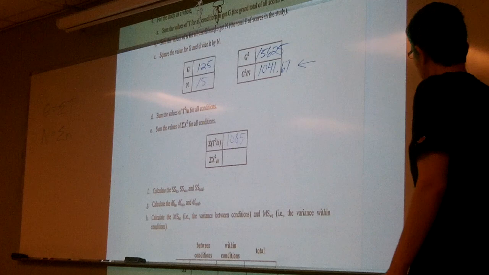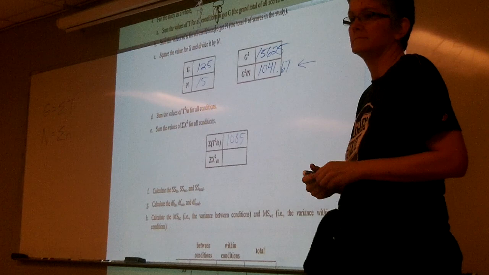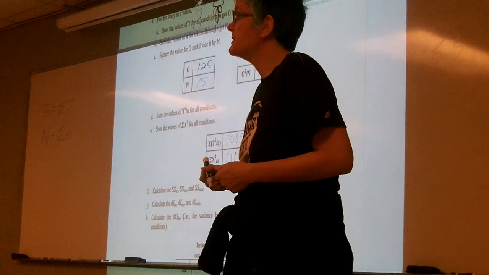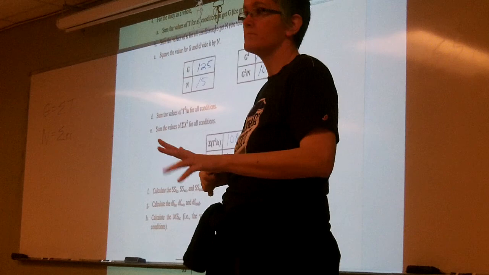Okay, so what do we get if we add up all the sum of x squareds together? 1,119. All right, is everybody with me so far? You know where all those numbers came from? Feeling okay about it? All right.